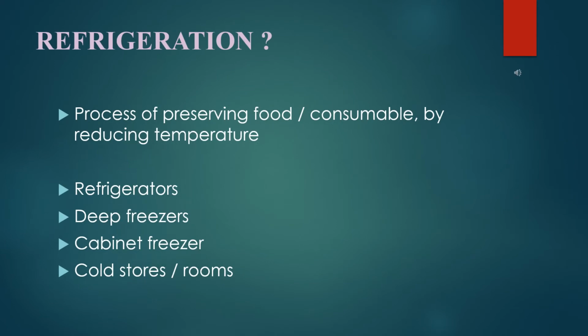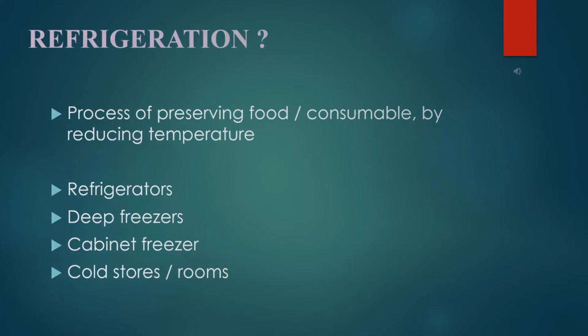Refrigeration. Refrigeration is the process of providing a very low temperature in a specific area such as a freezer, box, cabinets, etc. to preserve food and consumable items. It helps to prevent damage to food items for several days. Examples are refrigerators, deep freezers, cabinet freezers, and cold stores.